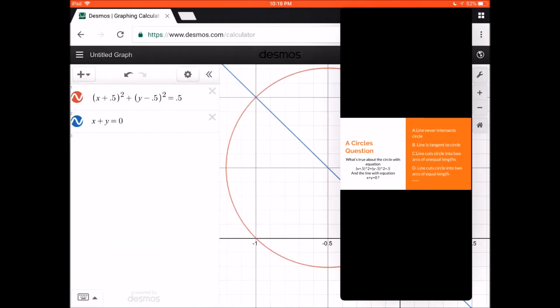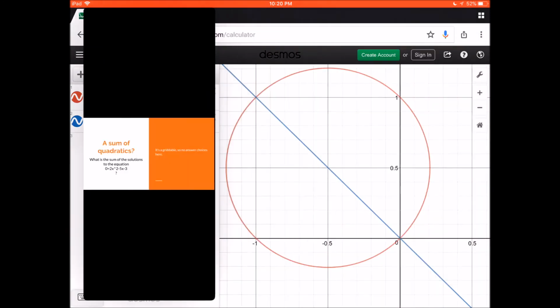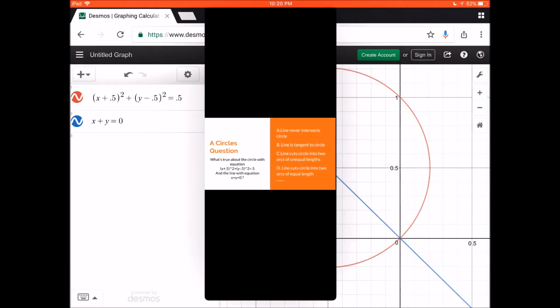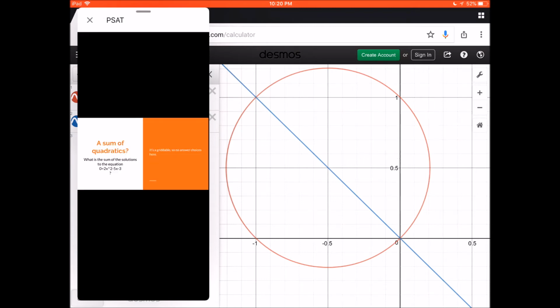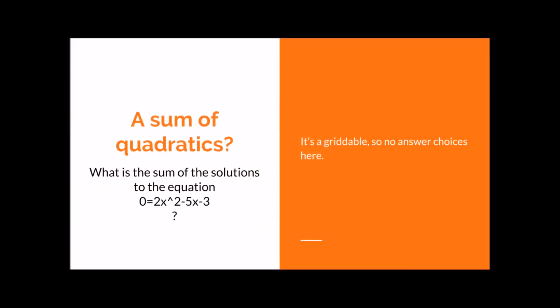I went to Desmos and made a nice little graph. You can check my equations here, it's all correct. You get the circle with the center at (−0.5, 0.5), and the line x + y = 0 cuts the circle in half. So the answer to this question would be D. I really don't have a use for decimals anymore in this video, so I'll wipe it out like that.